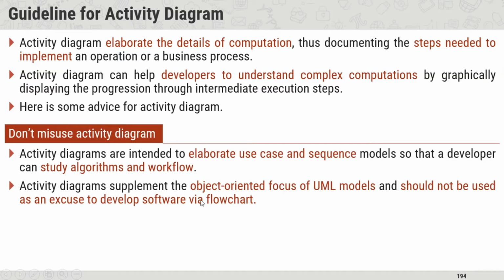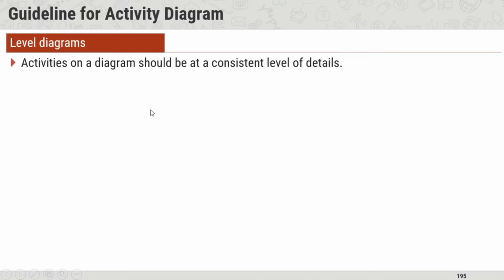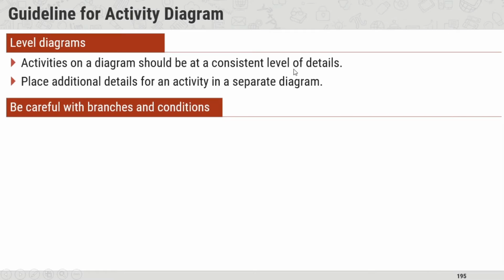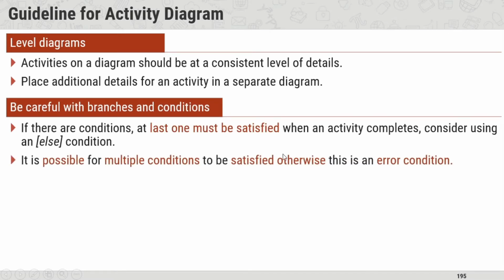Activity diagrams supplement the object-oriented focus of UML models and should not be used as an excuse to develop software via flowchart. Level your diagrams. Activities on a diagram should be at a consistent level of detail. Place additional details for an activity in a separate diagram.